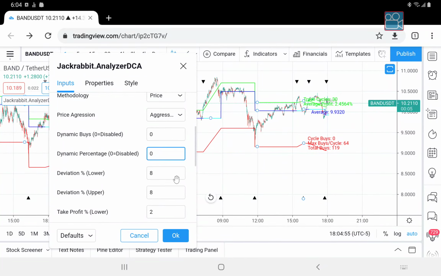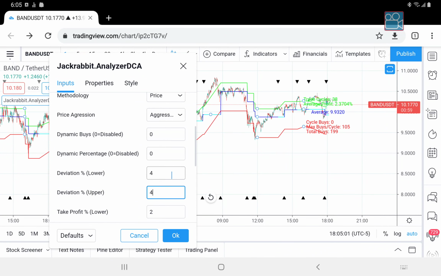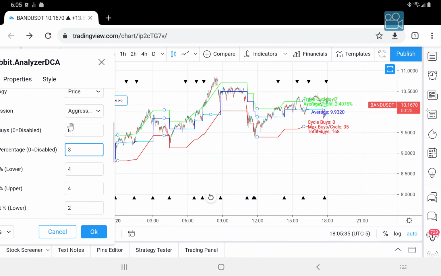Okay, let's drop this down to give it a little more accumulation. Okay, we have 264 purchases per cycle. So now let's change this to 3%. And it dropped to 35 purchases per cycle. So as you can see, it is very dynamic internally in terms of how it functions and fluctuates.